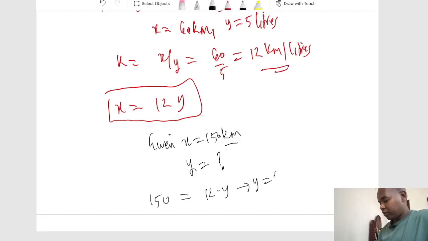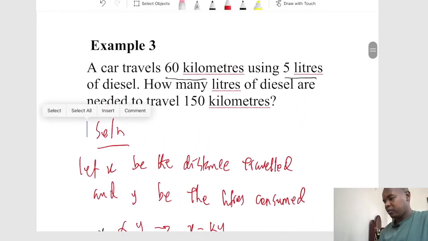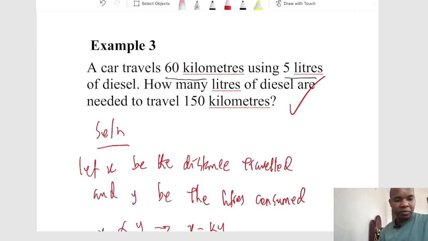So y will be 150 divided by 12. By 3 here, and by 3 here will be 50. 50 divided by 4, you get 12.5 liters. So the consumption for 150 kilometers will be 12.5 liters, dear students. So that is the solution for this example, example number 3.